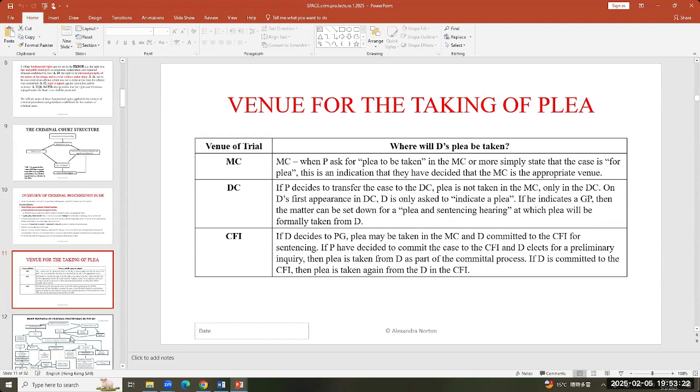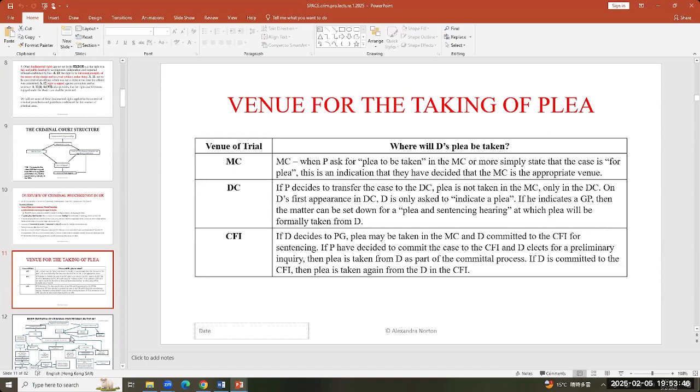If the prosecution have decided that the case is going to be tried in the magistrate's court because it's a minor offense, they will ask for plea to be taken in the magistrate's court. Or usually, to save time, they just stand up and say, "For plea." That's it. That means they have decided that the magistrate's court is the most suitable venue.